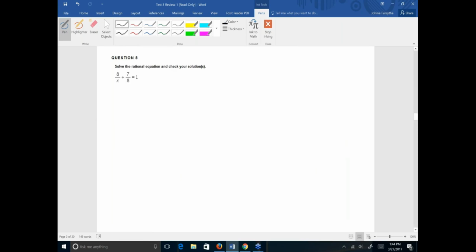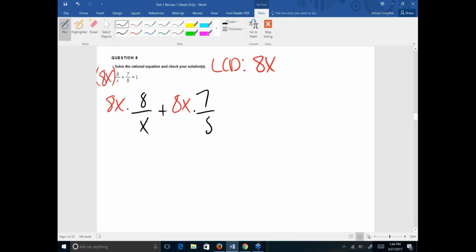Solve the rational equation and check your solutions. So check for extraneous solutions. So again, it's another problem where we want to multiply by the least common denominator. So we have x and 8. So if we multiply those together, our LCD would be 8x. So we want to multiply everything by 8x. So we'll have 8x times 8 over x plus 8x times 7 over 8 equals, don't forget to multiply here, 8x times 1.